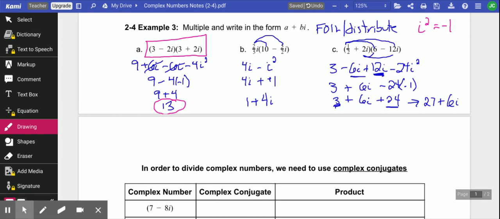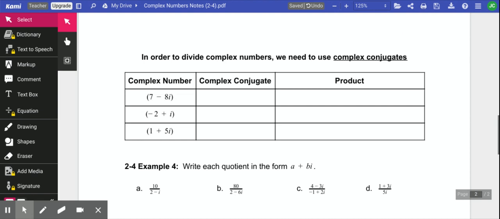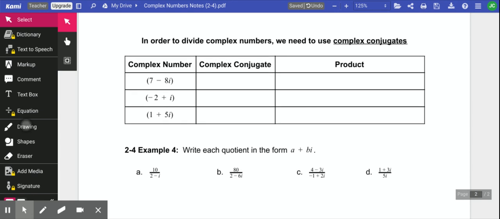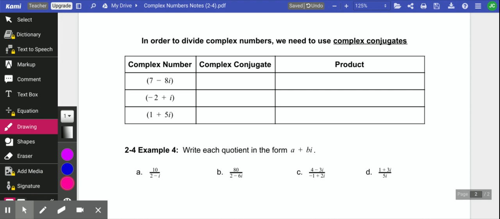You see they're the exact same thing, except one's a minus and one's a plus. We call those complex conjugates. So complex conjugates are when you have the exact same thing, just one's a plus, one's a minus. So 3 minus 2i, 3 plus 2i. So let's take a look at these complex conjugates. The conjugate of 7 minus 8i is going to be 7 plus 8i. The conjugate of -2 plus i is going to be -2 minus i. And the conjugate of 1 plus 5i is 1 minus 5i. Okay, so those are conjugates.